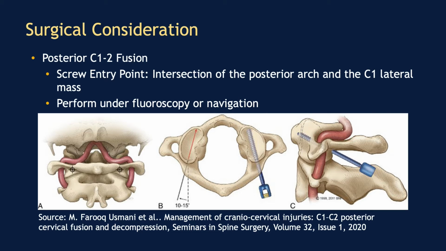Screw placement begins with identification of the screw entry point, often considered the intersection of the posterior arch and the C1 lateral mass. Screw placement should be performed under fluoroscopy or with the use of navigation. Screw trajectory is often directed 10 to 15 degrees medially, and the craniocaudal trajectory is performed with the use of fluoroscopy to direct the screw to the midpoint or directly below the midpoint of the anterior arch.